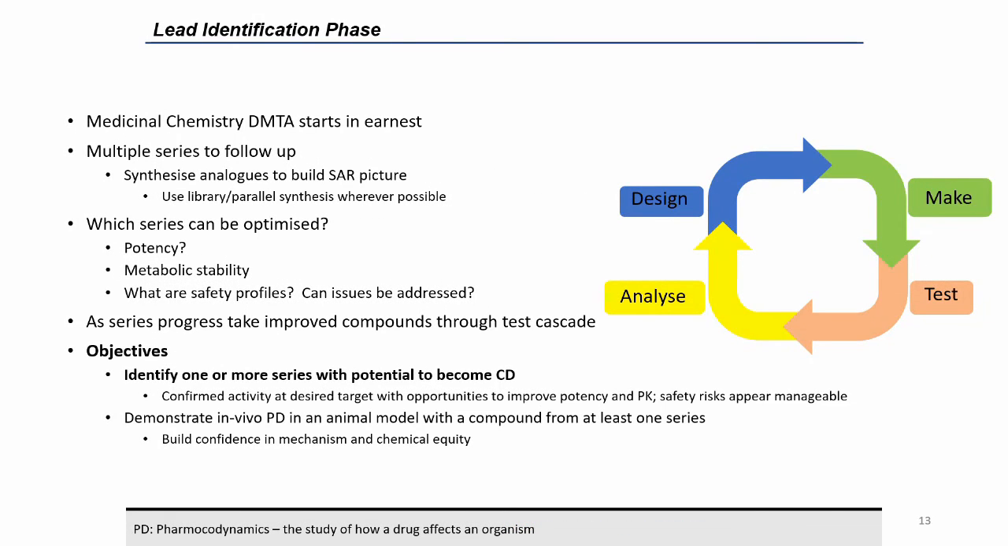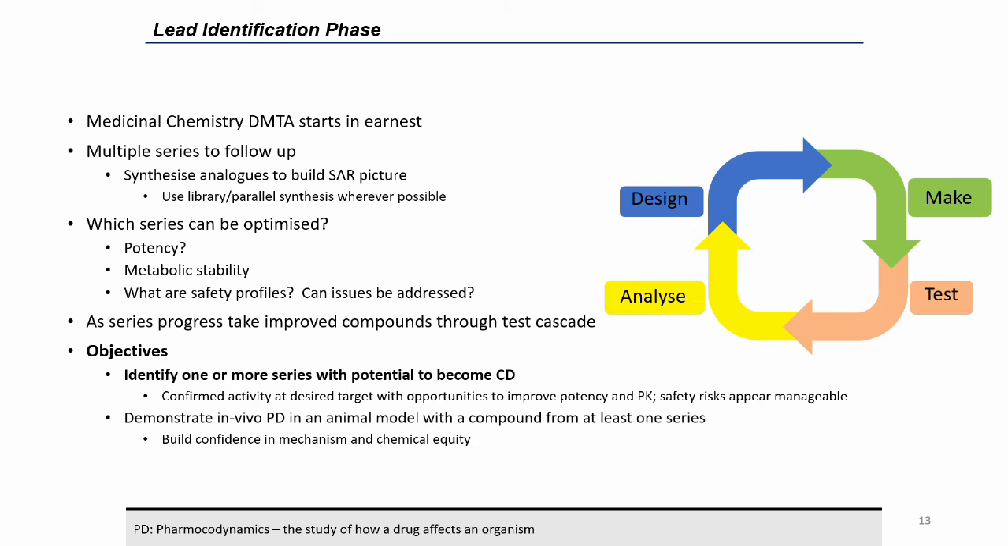Right, the lead identification phase. So at this stage, you've got some hits from your screening process probably, and you've got some kind of assay cascade in place, maybe not everything, but you've got enough to start a program. And so you start your medicinal chemistry design, make, test and analyze. You've got multiple series that you're going to be following up, and you're going to want to try and do that quickly. You'll synthesize analogues of these to build a picture, try and understand the structure-activity relationships.